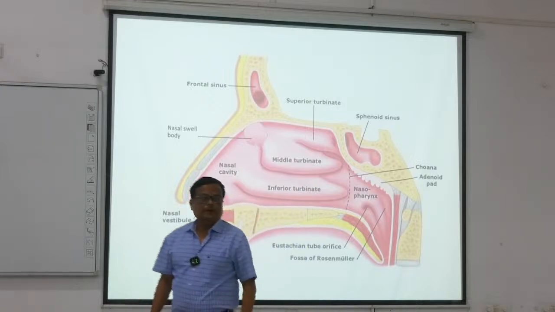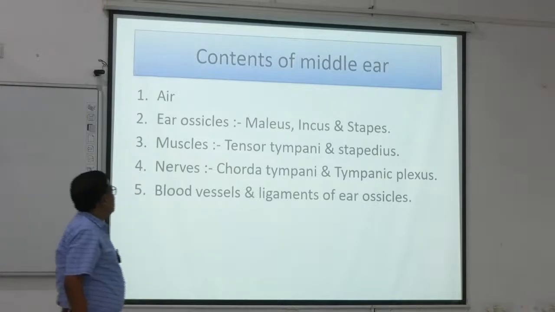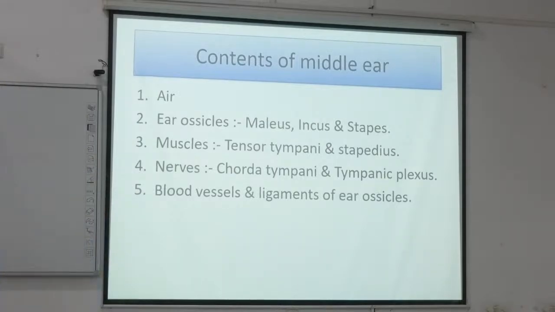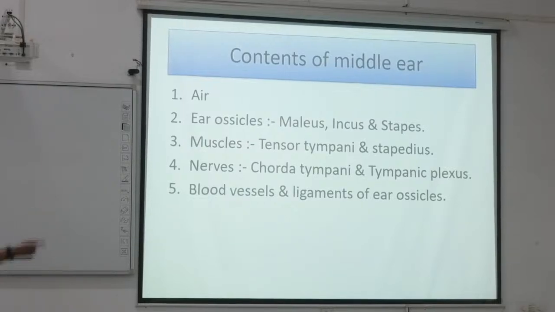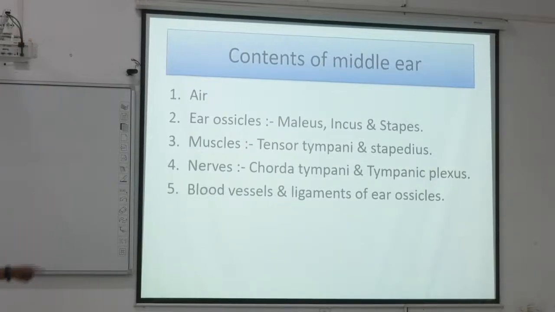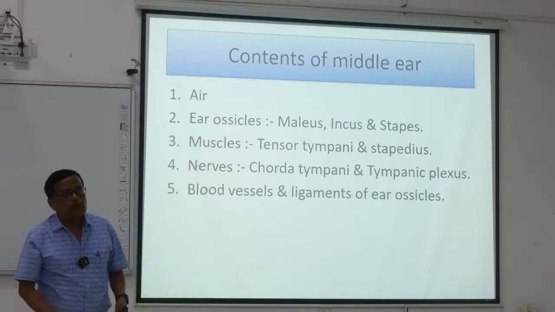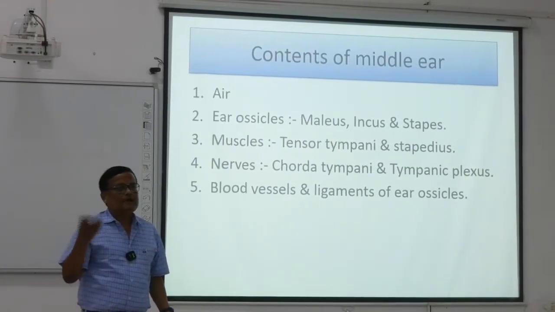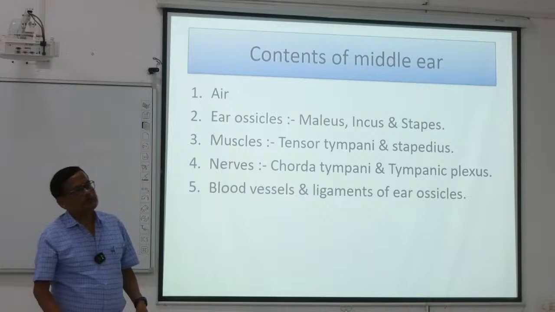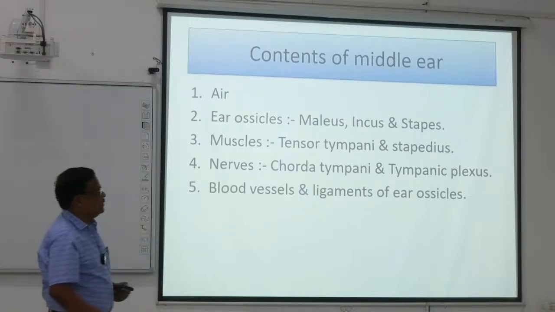I revised that a little. Next. Contents of the middle ear: ossicles, malleus, incus and stapes; muscles, tensor tympani and stapedius; nerves, chorda tympani and tympanic plexus; blood vessels and ligaments of the ear ossicles. Actually, all are covered by the mucous membrane, and the true content of the middle ear is only air. These are the contents, but they are covered by the mucous membrane. So actually the true content is air, but we say these are the contents.